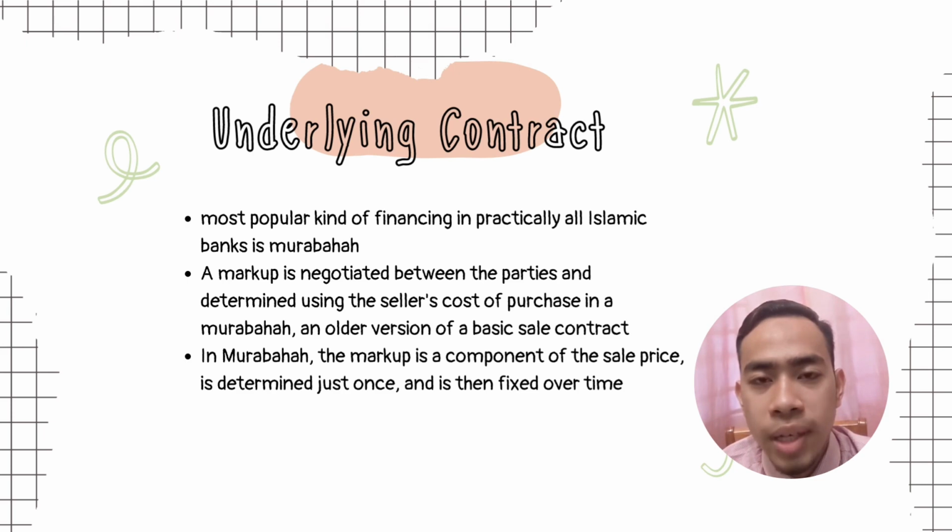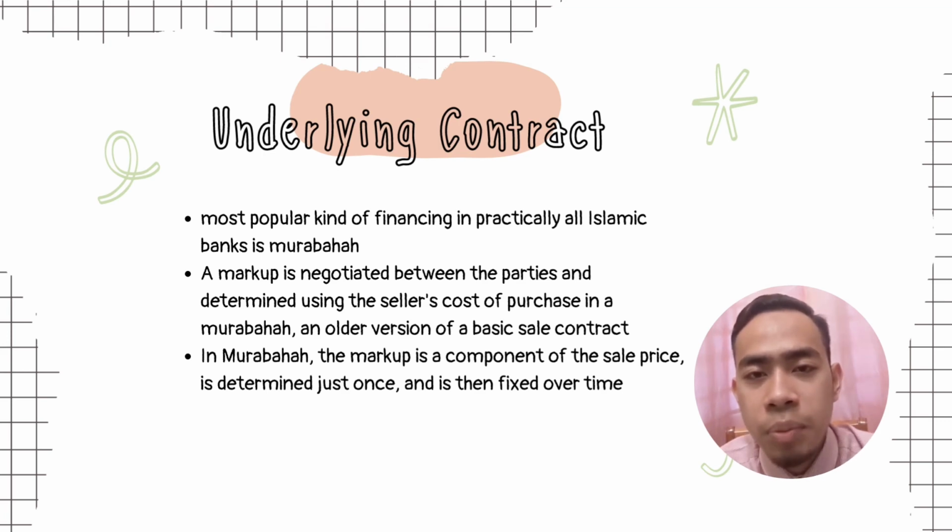The most popular kind of financing in practically all Islamic banks is Murabahah. Murabahah accounts for more than 90% of some Islamic banks' total assets. It is a type of selling contract that has been used for centuries in Islamic law, although it differs slightly from how banks operate today. In a Murabahah, a markup is negotiated between parties and determined using the seller's cost of purchase, in the version of a basic sale contract. However, Murabahah, a kind of modern Islamic banking, offers an intriguing example of financial engineering, where a straightforward sale contract was transformed into a viable alternative to bank financing.